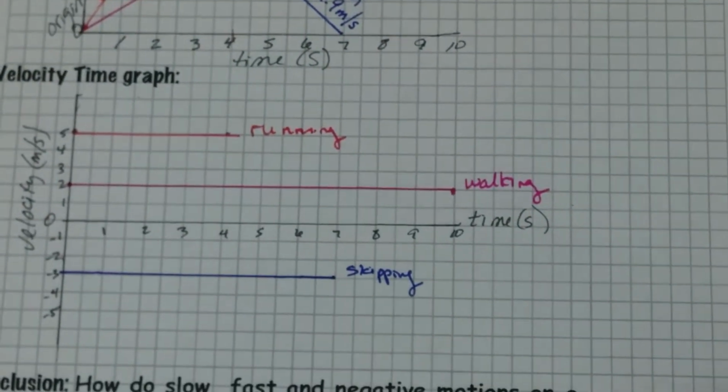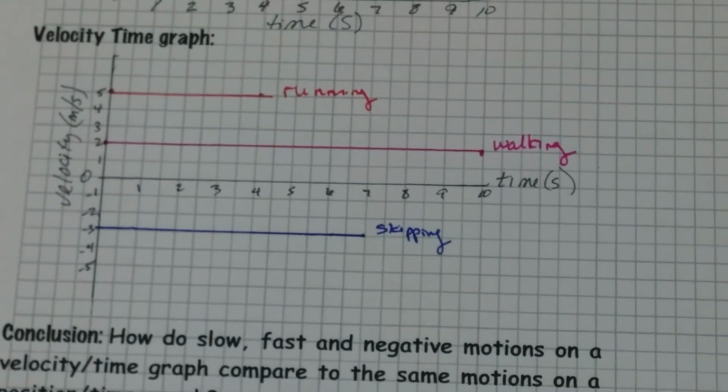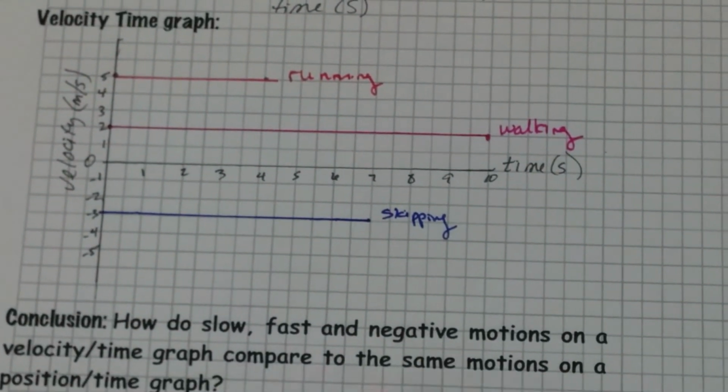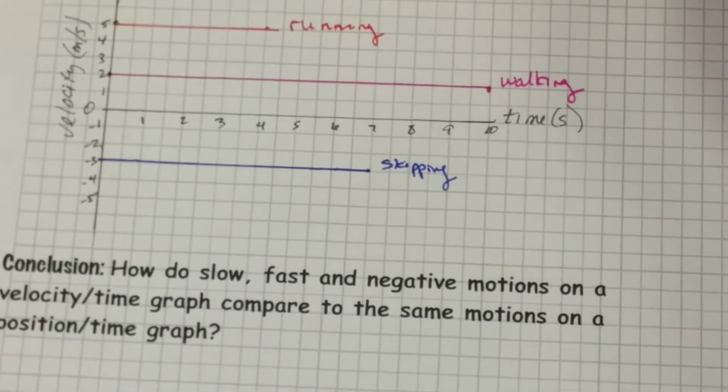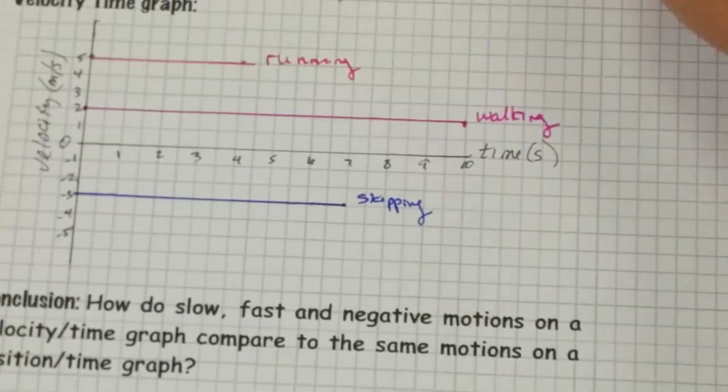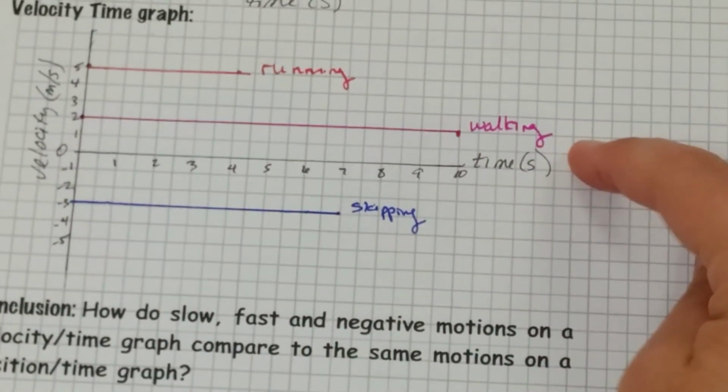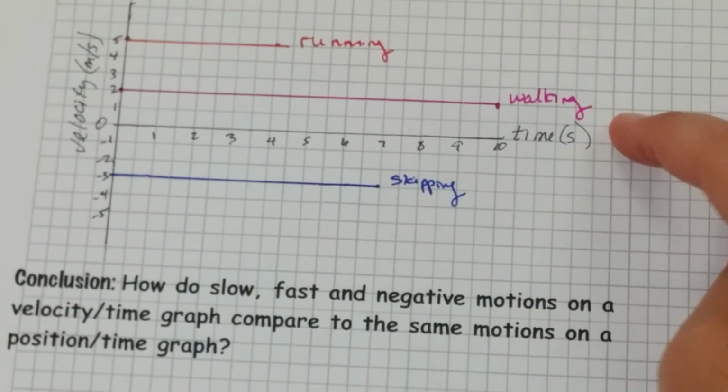And the length of time each motion takes is represented on the graph as well as its velocity. So now your conclusion sentence is to compare and contrast slow, fast, and negative motions on this graph and this graph. So slow walking, what does it look like on a position time graph? What does it look like on a velocity time graph? Let's do tomorrow. Have a good day.